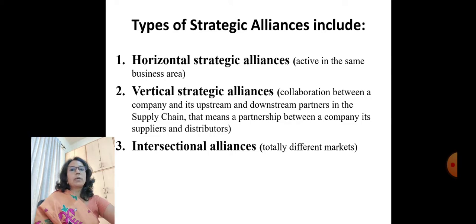Talking about vertical strategic alliances, this describes collaboration between a company and its upstream and downstream partners in the supply chain. That means a partnership between a company, its suppliers and distributors. Vertical alliances aim at intensifying and improving these relations and to enlarge the company's network to be able to offer lower prices. Especially, suppliers get involved in product design and distribution decisions. An example would be the close relation between car manufacturers and their suppliers.